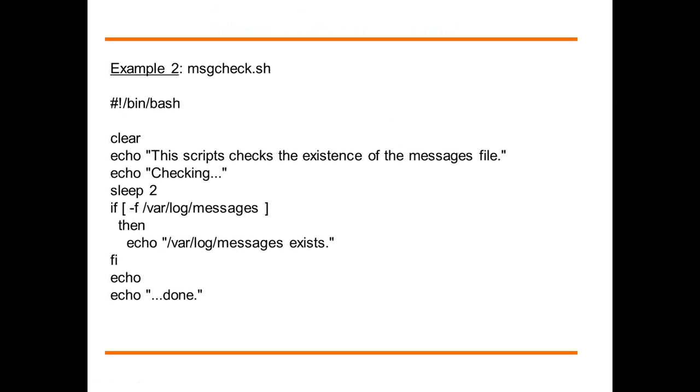Let's look at a little example. In this example I'll be using one primary expression with -f. So this script basically checks whether the var messages file exists or not. So what I'll be doing here is if, then, fi, and in this left bracket and right bracket I'm saying -f, whether the file exists.